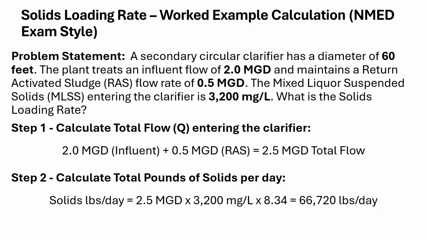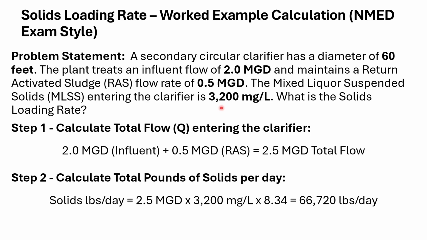Okay. Let's take a look at an example problem. We've got a secondary clarifier. It's circular and it has a diameter of 60 feet. The plant treats an influent of 2 million gallons per day, and it's got a RAS rate, return activated sludge flow rate, of 0.5 million gallons per day. The mixed liquor suspended solids entering the clarifier is 3,200 milligrams per liter. That's the biomass, the microbes coming in from the RAS, from the recirculated sludge. Okay, we want to find the solids loading rate.